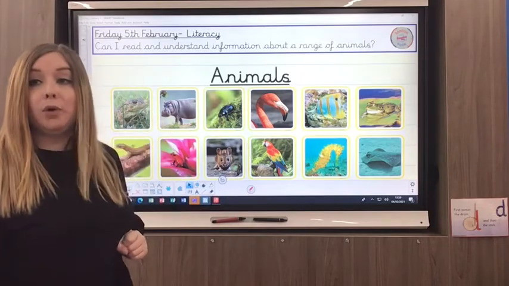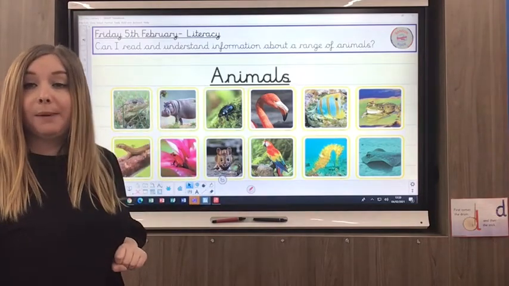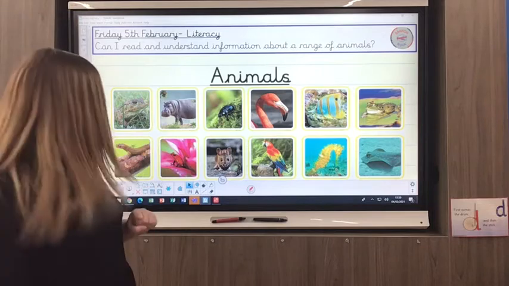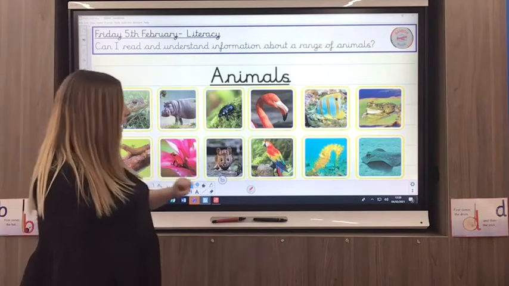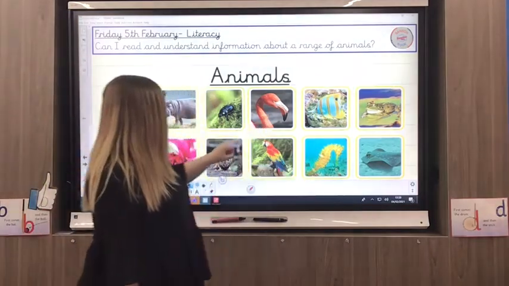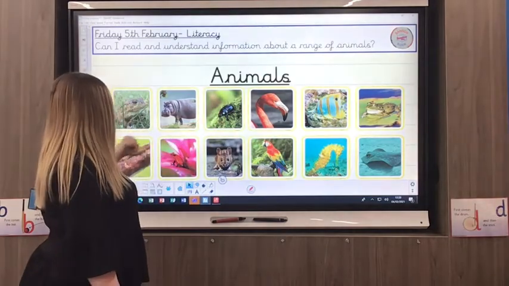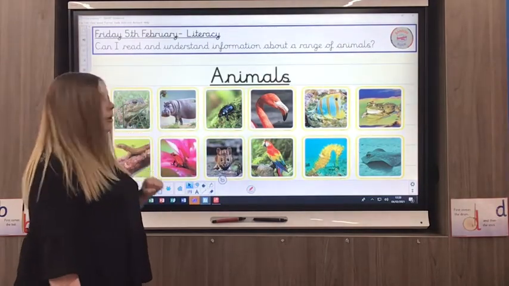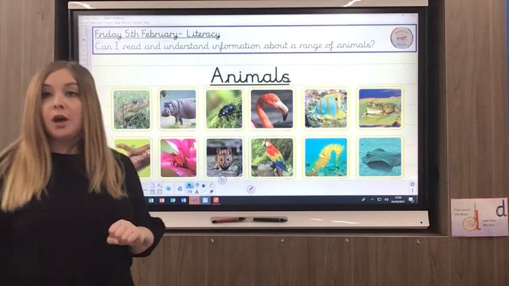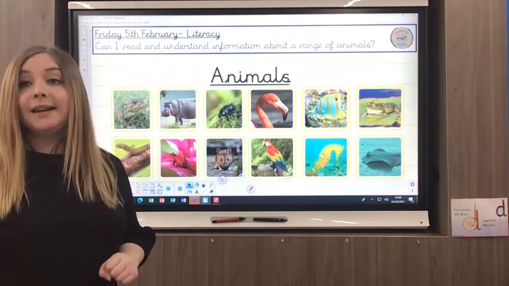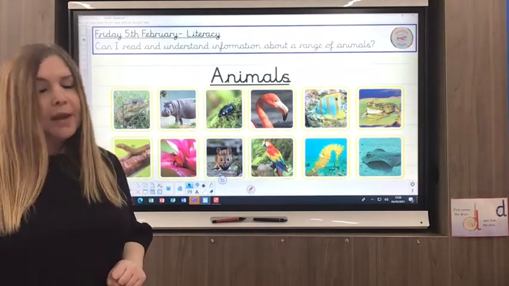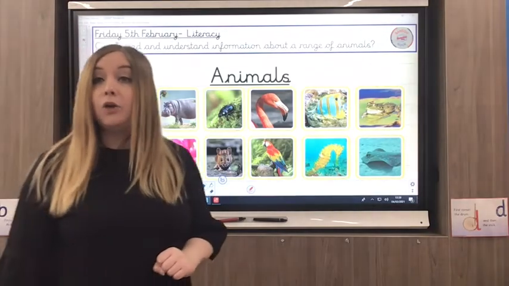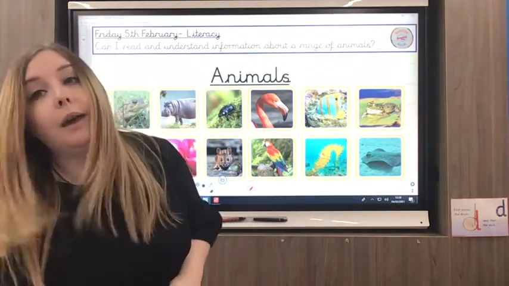On my board, I've put lots of different pictures of different animals. I can see a frog, a seahorse, a flamingo, a beetle, a hippo. Okay, so there are lots and lots of animals. Your text today is all about animals, and about different ways that we can group animals, okay?